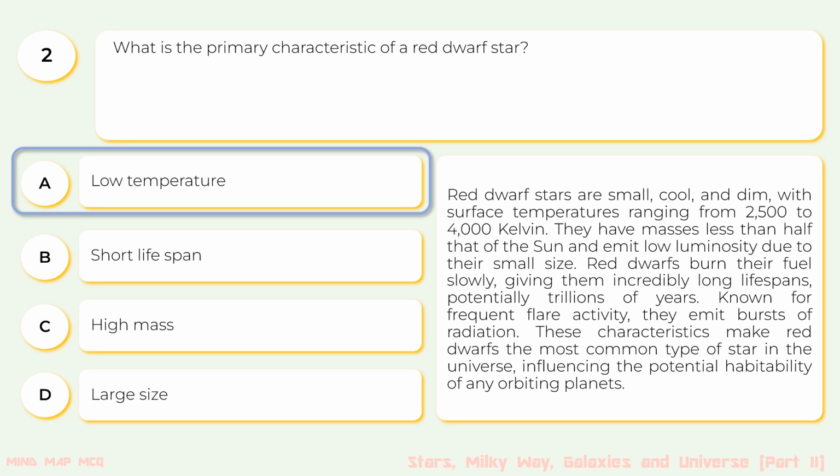They have masses less than half that of the Sun and emit low luminosity due to their small size. Red dwarfs burn their fuel slowly, giving them incredibly long lifespans, potentially trillions of years. Known for frequent flare activity, they emit bursts of radiation. These characteristics make red dwarfs the most common type of star in the universe, influencing the potential habitability of any orbiting planets.